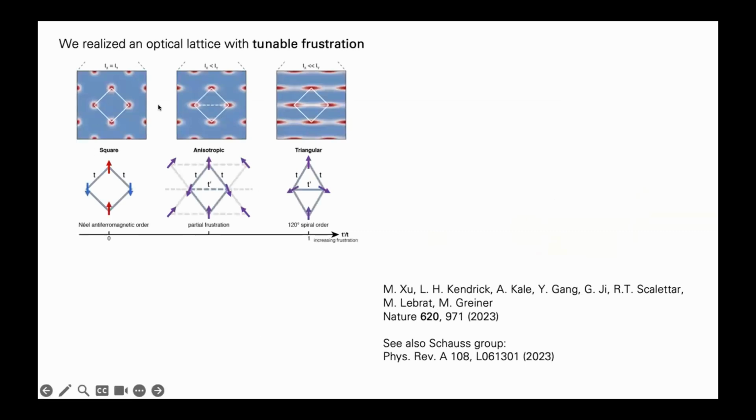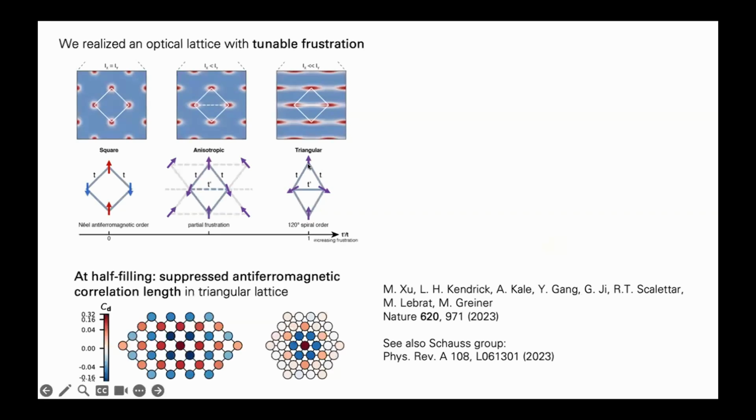We can actually tune continuously from a square lattice to a triangular lattice by turning on this diagonal bond in a controlled fashion, all the way to the point where the tunneling strength is the same and you get a pure triangular lattice.